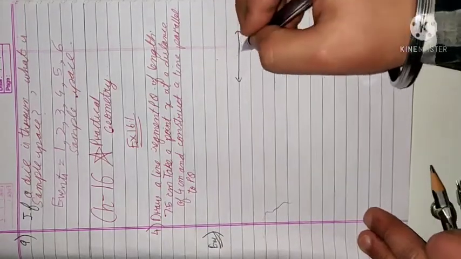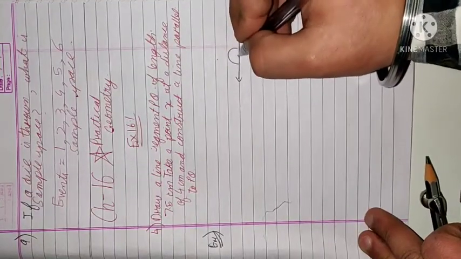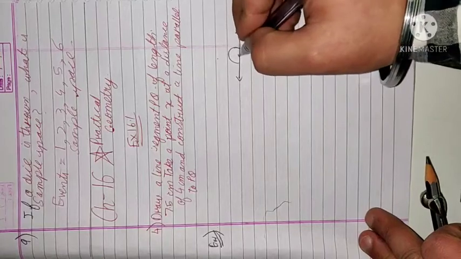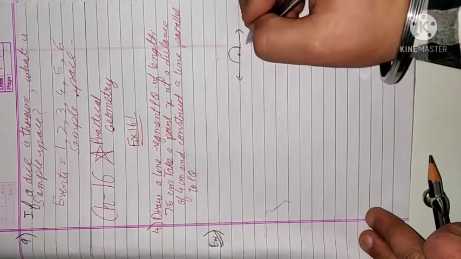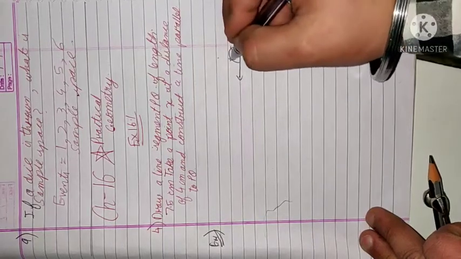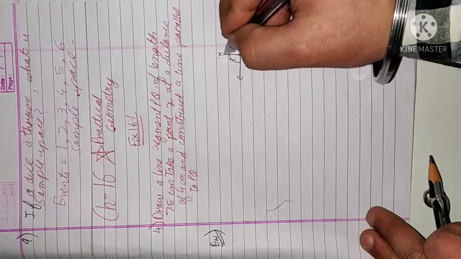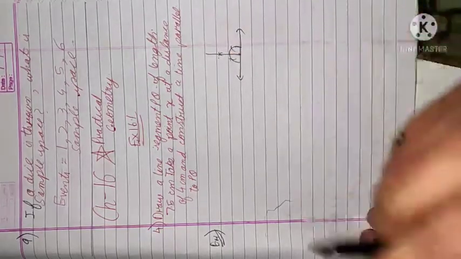So what will we do? We will first make a 90 degree here. If you know how to construct a 90 degree, keeping the compass pin here and constructing an arc, this half and this half. This is 60, this is 120, and the bisector of these two angles is 90. So we have constructed a line of 90 degree.